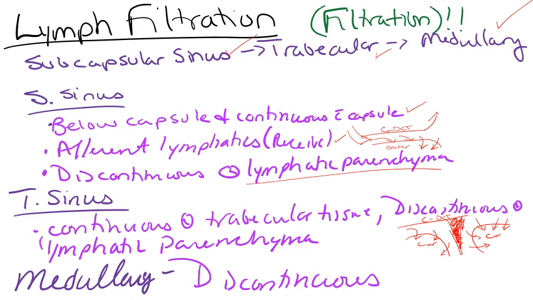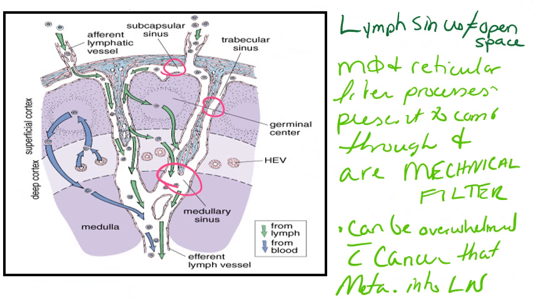It's directed fluid flow. So the medullary is all discontinuous. Once it gets down to the medulla, or the medullary area right here, it can just go in, and that's the final aspect of the filtration. Our outer cortex, our deep cortex, our inner cortex, and our medulla. So you'll see that our cells can go in here whenever they want, all right? And what I've circled here is the subcapsular sinus right here, the trabecular sinus right here, and our medullary sinus right here. And then our high endothelial venules are going to be in the deep cortex so that our T cells can go out into them.